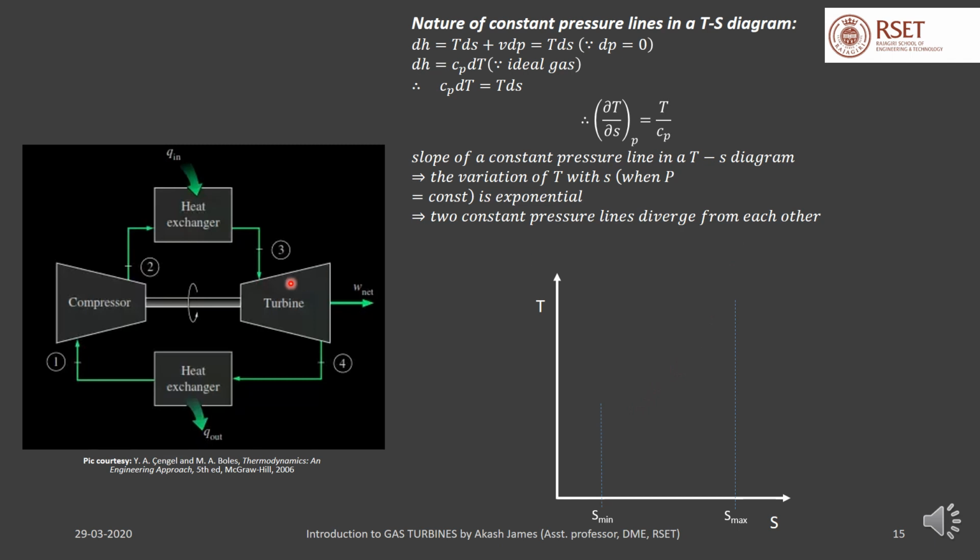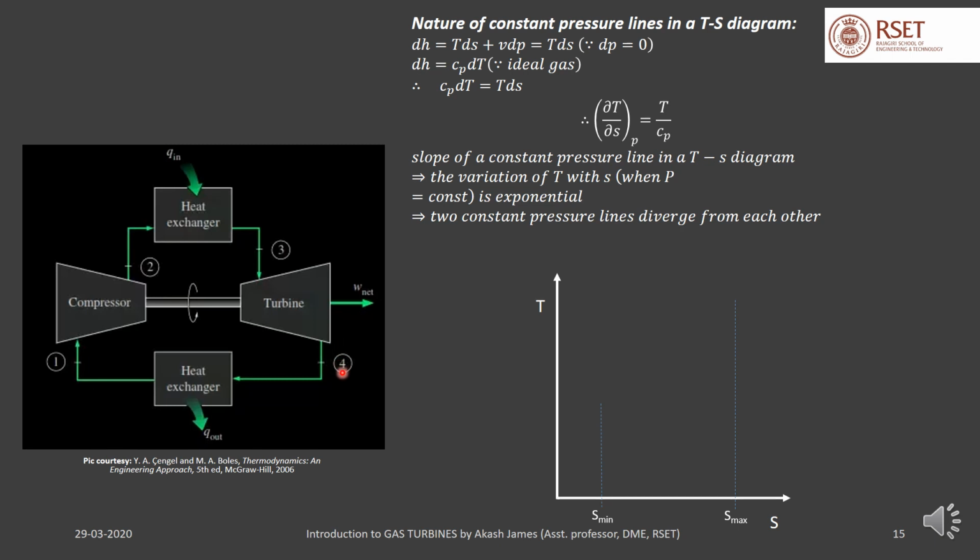Now there are two pressures involved in the simple cycle. The heat is added at the maximum pressure in the cycle and heat is rejected at the minimum pressure in the cycle. The working fluid is compressed from minimum pressure to maximum pressure in the compressor and is expanded from maximum pressure to minimum pressure in the turbine.